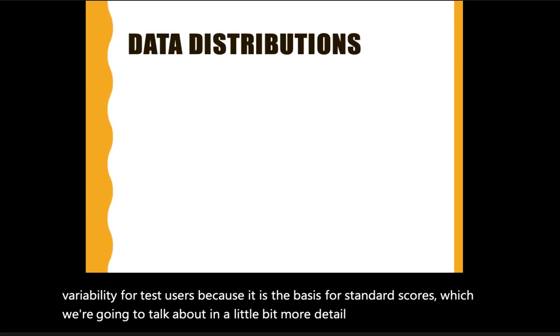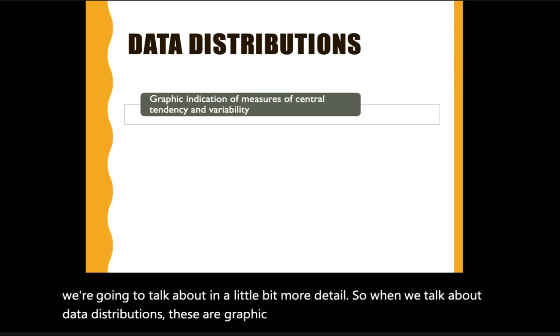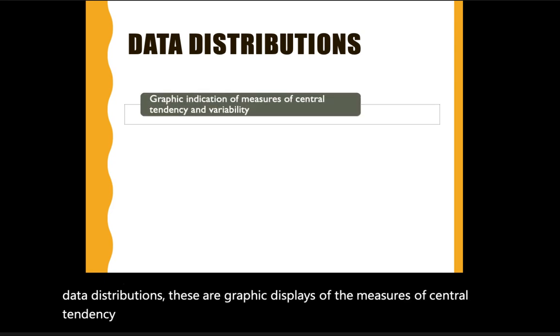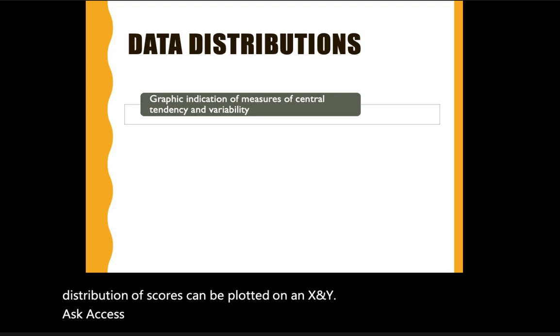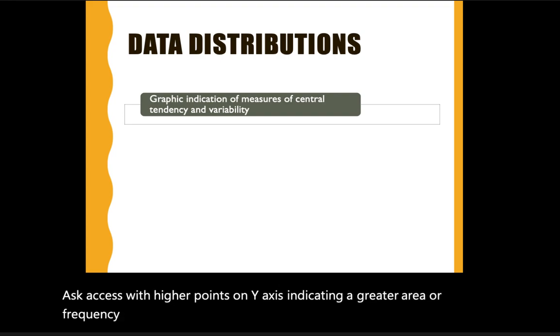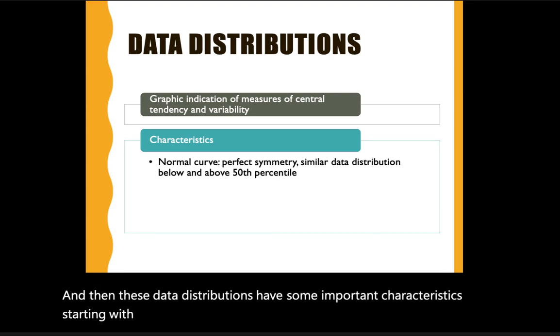So when we talk about data distributions, these are graphic displays of the measures of central tendency and variability in scores. Data points from a sample or a distribution of scores can be plotted on an x and a y axis, with higher points on the y-axis indicating a greater area or frequency of that particular score or value. And then these data distributions have some important characteristics, starting with the normal curve.